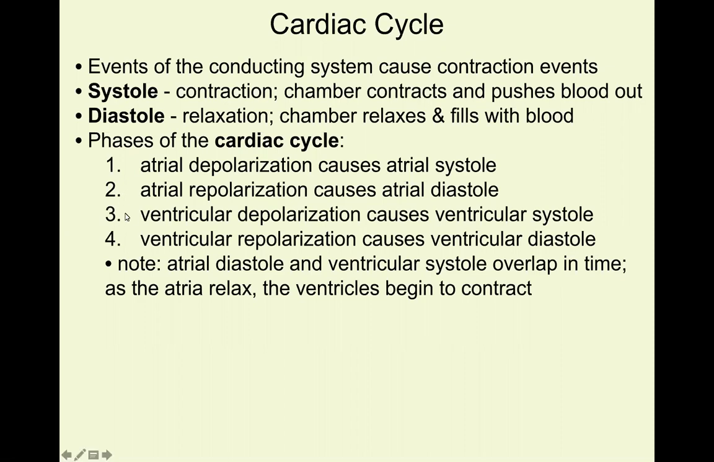Numbers 2 and 3 overlap in time. Atrial repolarization causes atrial diastole. The atria relax at the same time as ventricle depolarization causes ventricle systole. The ventricles contract. This pushes blood up and out of the left and right ventricle at the same time into the systemic and pulmonary circuits.